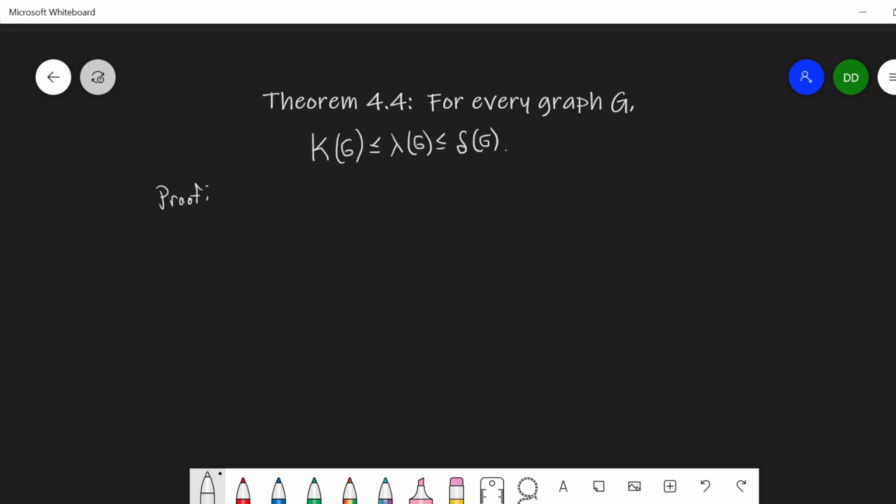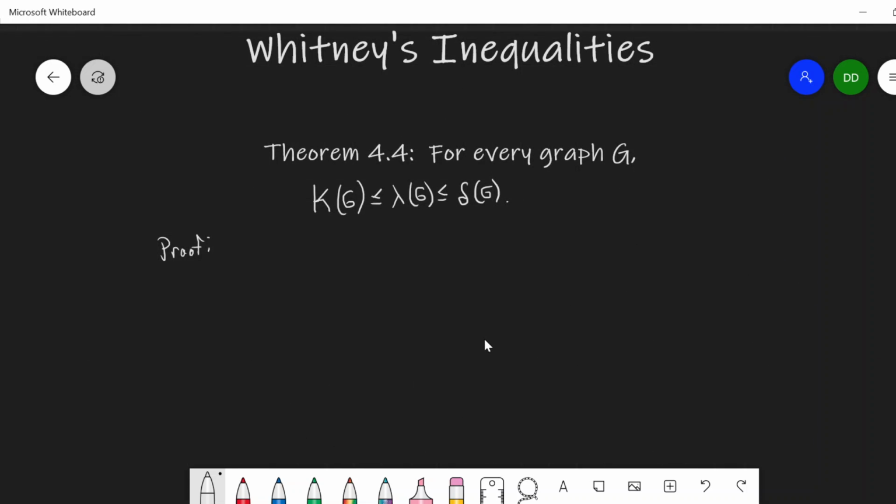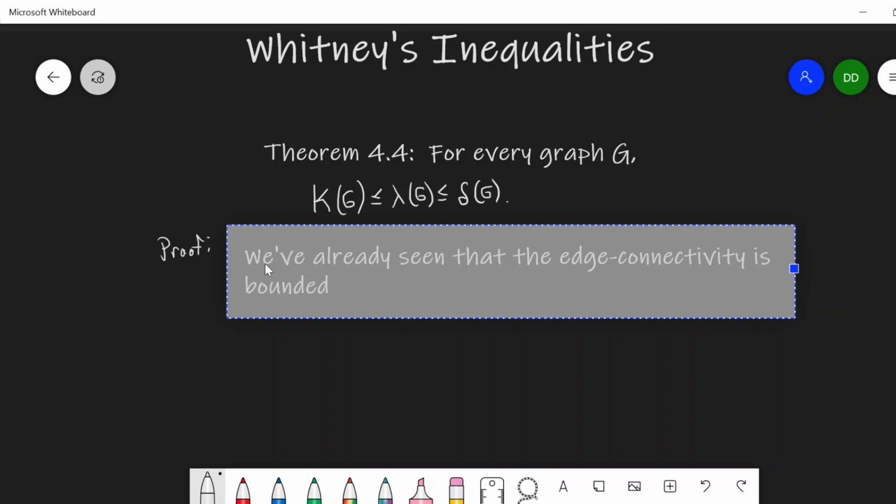In this video, we'll see a proof of Theorem 4.4, otherwise known as Whitney's inequalities, which says that for every graph G, the vertex connectivity is at most the edge connectivity, which is at most the minimum degree of the graph. So let's prove this. Notice that we've already seen, in an earlier video, that the edge connectivity is bounded above by the minimum degree.